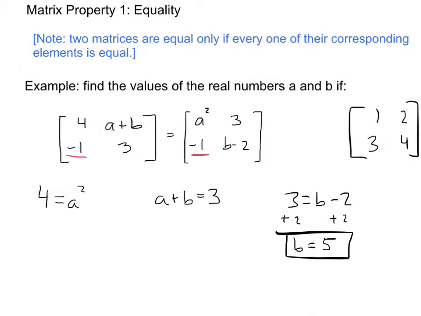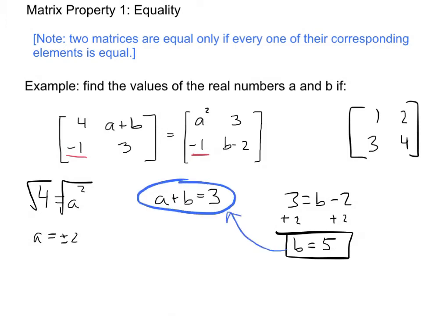If I go over here to the far left, if I square root both sides, I'll find that a is plus or minus 2. So you're like, okay, it's plus or minus 2. I do have this third equation though, so I should look at what happens here. If I plug b being 5 into this, I'll end up finding a plus 5 equals 3, which means a has to be negative 2.